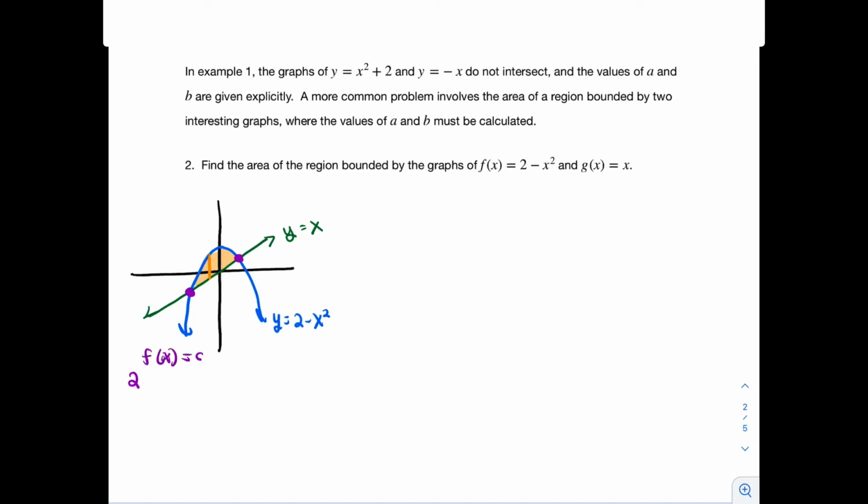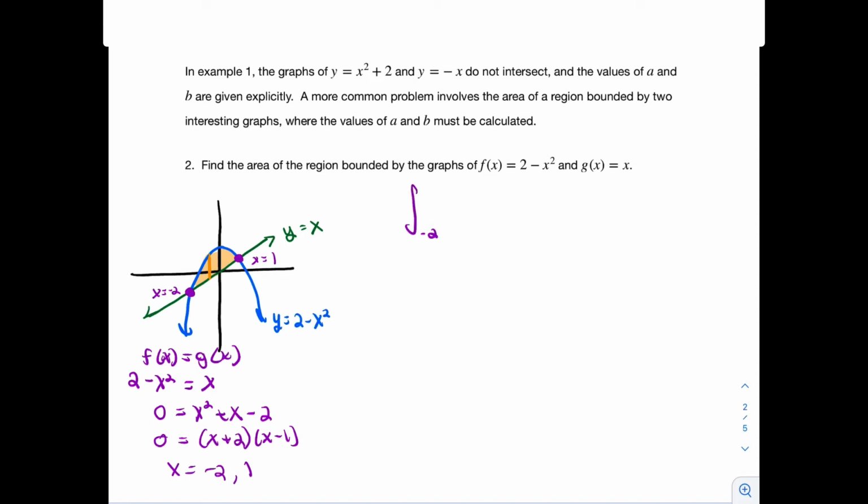So this is found by setting your two functions equal to each other. So in this case, I'll have 2 minus x squared is equal to x. And then this is quadratic, so I need to get equal to 0. And then I can factor this quadratic. And I find that my solution to when f of x equals g of x is at -2 and +1. So my interval is going to start at x equals -2 and go to x equals 1. So I'm going to integrate from -2 to 1.